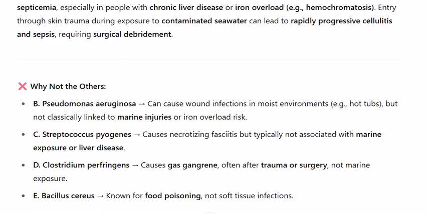Why not the others? B. Pseudomonas aeruginosa can cause wound infections in moist environments, e.g., hot tubs, but is not classically linked to marine injuries or iron overload risk. C. Streptococcus pyogenes causes necrotizing fasciitis, but is typically not associated with marine exposure or liver disease. D. Clostridium perfringens causes gas gangrene, often after trauma or surgery, not marine exposure. E. Bacillus cereus is known for food poisoning, not soft tissue infections.